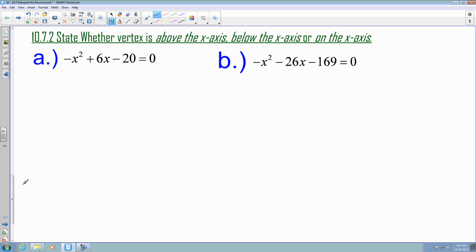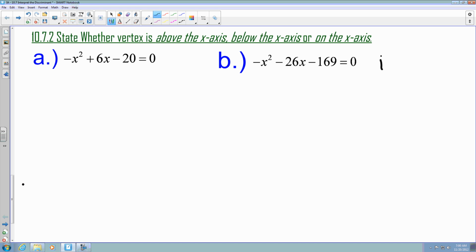Okay, in these examples, they're asking us to state whether the vertex is above the x-axis, below the x-axis, or on the x-axis. So that initially may sound complex, but if we go through the steps, it really isn't that bad.